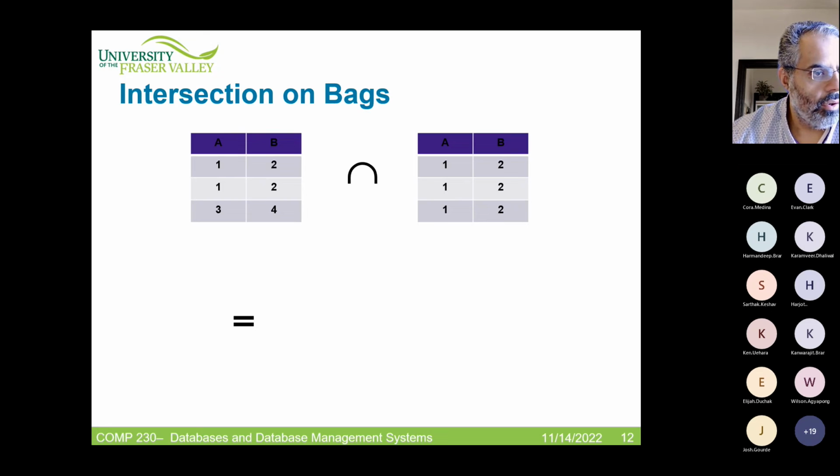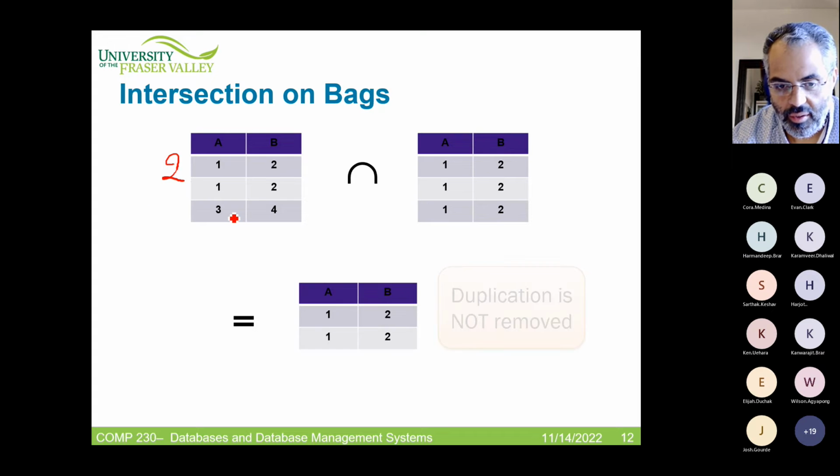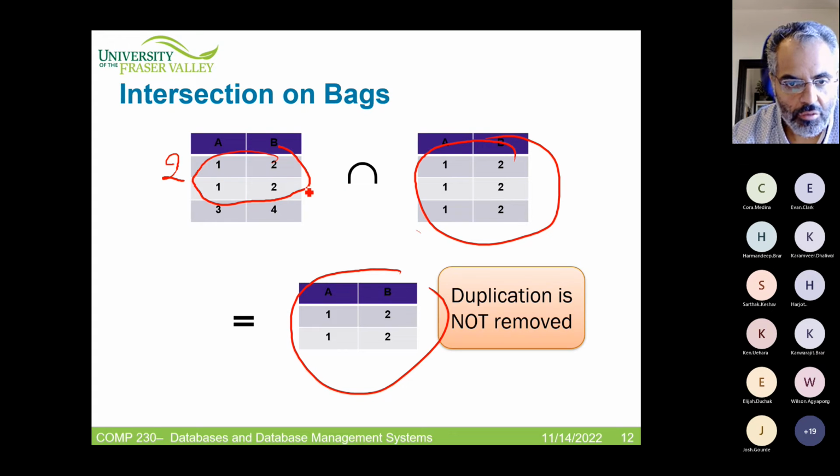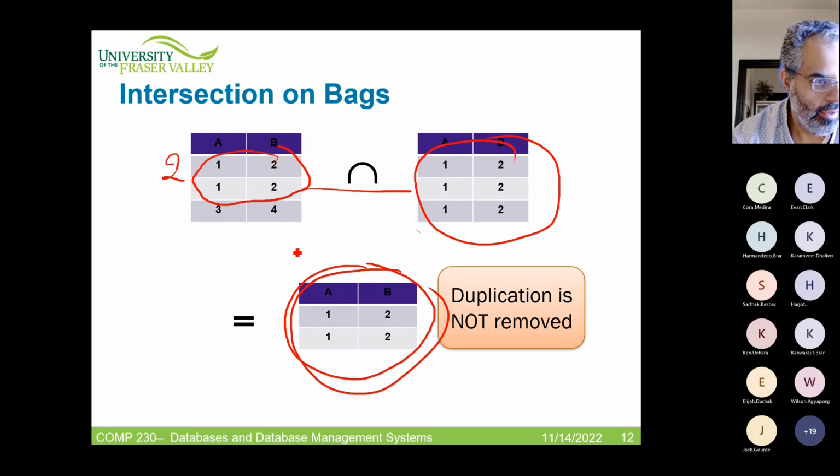Harmandeep, do you have an answer to this question? Okay, go ahead. So 2 times 1, 2 you will have. Yes, 2 times 1, 2, because we have here 2 times. Thank you so much, Harmandeep. We have 2 times 1, 2 here, and here we have 3 times 1, 2. So we have 2 instances in common that we consider in the final result.